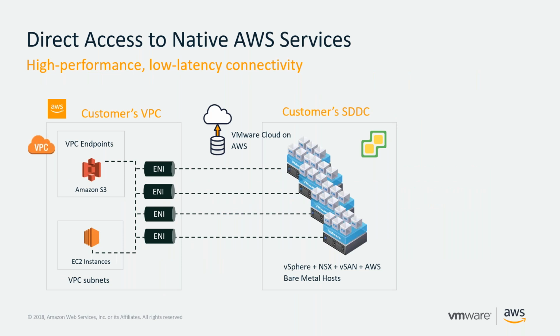As far as having direct access to native AWS services, through the utilization of ENIs, which are used with your hosts in your VMware Cloud on AWS environment, you can then leverage VPC endpoints. For example, with Amazon S3, and if you want your VMs to access EC2 instances, by all means, you have the option to do that. Again, it comes down to having the best of both worlds, where you can mix and match the services to best fit your needs.